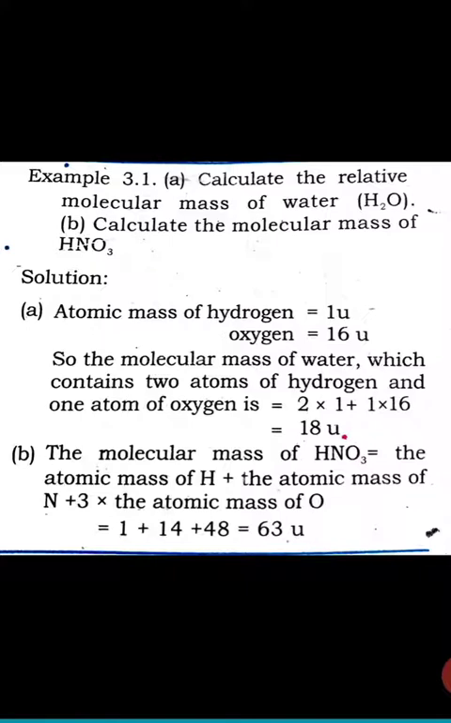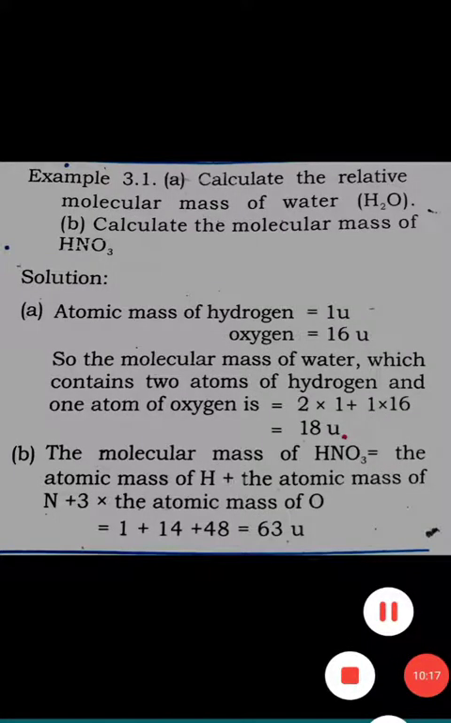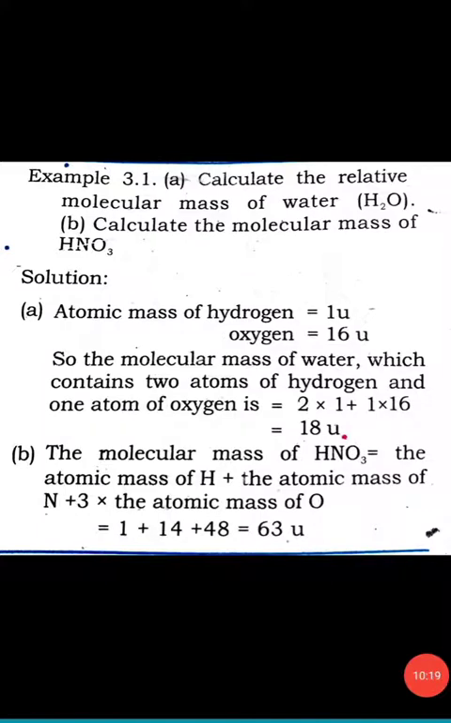So 1 plus 14 plus 16 into 3, 48. So 1 plus 14 plus 48 will give you 63 atomic mass unit. That is the molecular mass of nitric acid. Is that clear? Now next we can see formula unit mass.